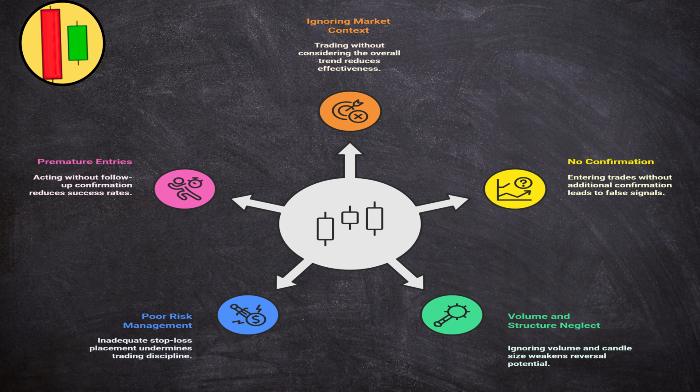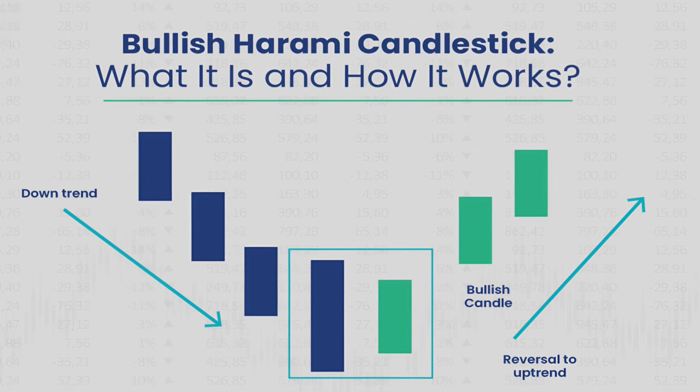Here's what you can do to solve this. Only trade it in the right trend. This means to buy in downtrends. Sell in uptrends, but you should wait for the next candle to close beyond the pattern's high or low before entering. Also remember to check that the volume backs up the move and that the baby candle isn't too tiny. And always define your risk by sizing your position properly and placing your stop just beyond the outer candle.